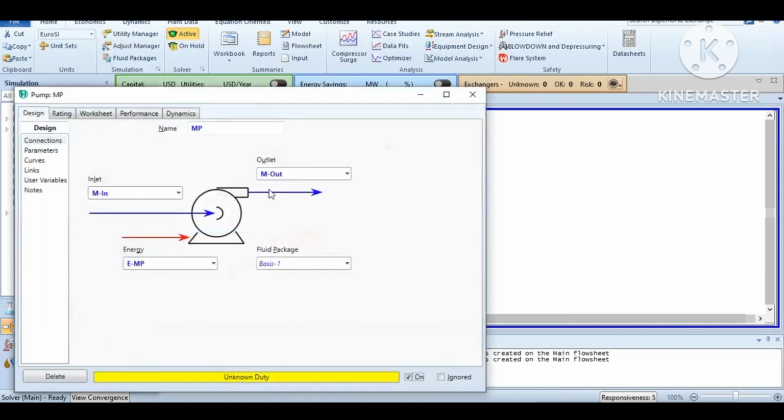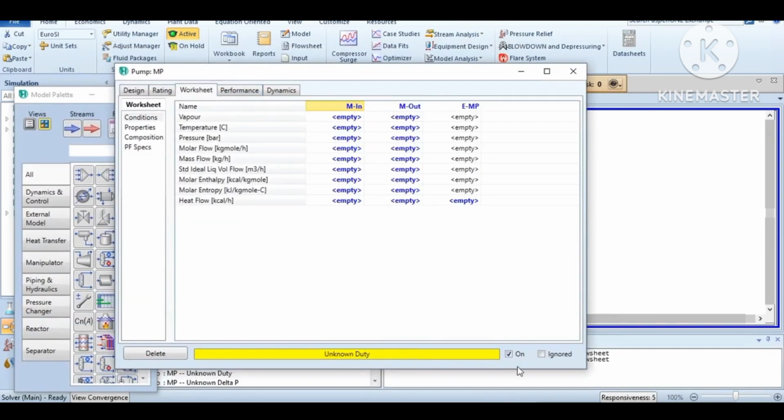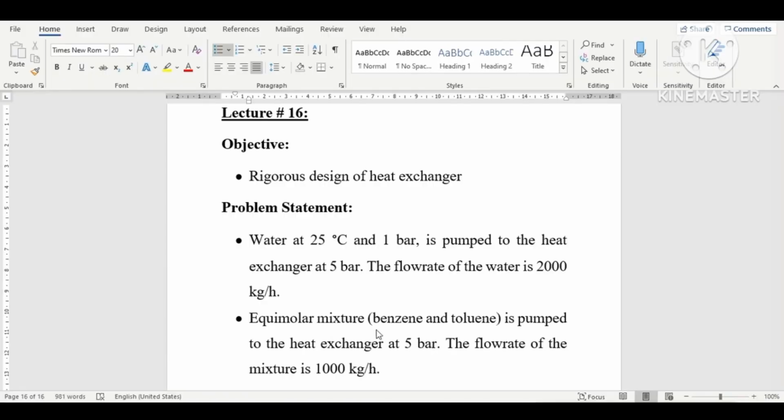Going to the second pump, which is the mixture pump. Now I will take you back to the problem statement. In this problem statement, an equimolar mixture is pumped to the heat exchanger at 5 bar. We have been given the information about the pressure, the composition because it's equimolar, and the flow rate. But we need four parameters to converge a stream. It means we need either temperature or vapor fraction. Temperature is not provided to us, but we have been given the information that it's in the liquid state. And when the mixture is in the liquid state, it means its vapor fraction is 0.